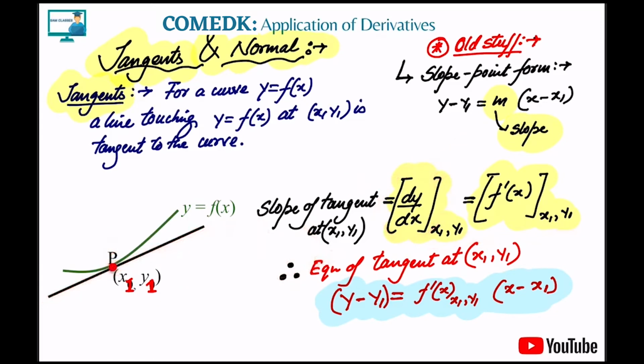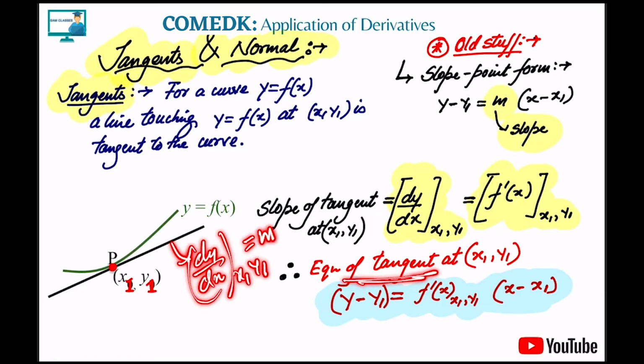Now we already know the slope of the tangent, that is dy by dx instead of m at x1, y1. So the slope we know, and that is m for this line. And we already know one point. So can we apply this formula?